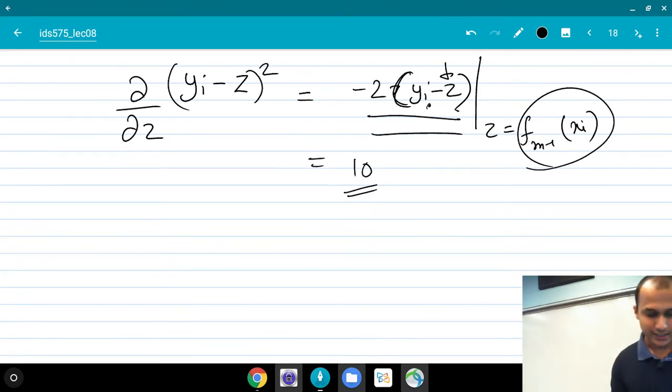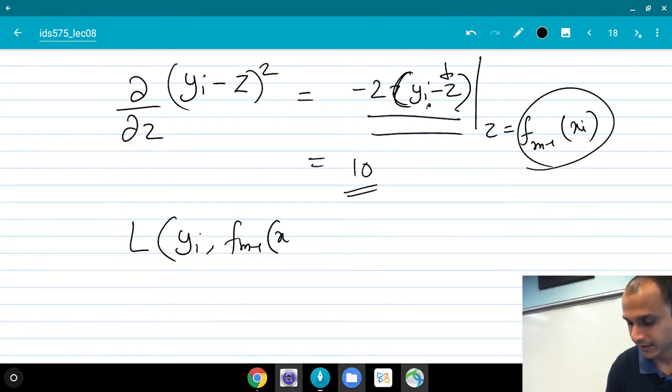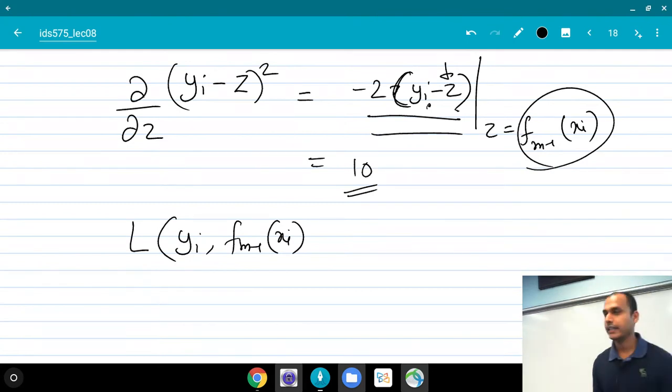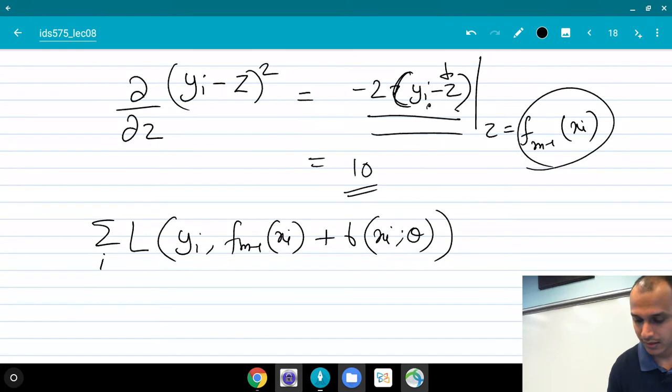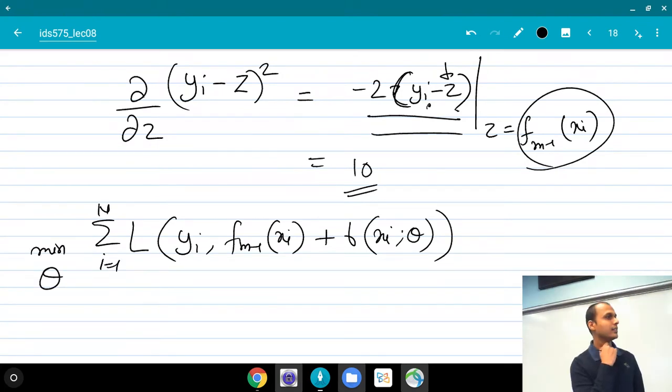Think of it this way. If I had this loss function L(y_i, f_{m-1}(x_i) + b(x_i; theta)), in general I'm supposed to sum over i equals 1 to n and minimize over theta. This was the step in that forward stagewise additive modeling template.